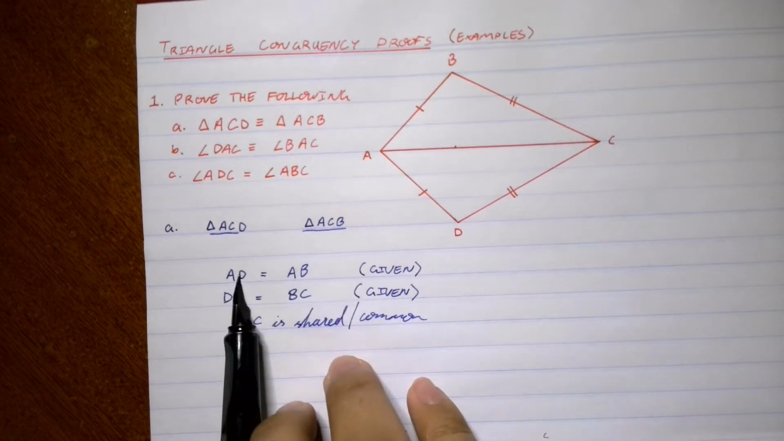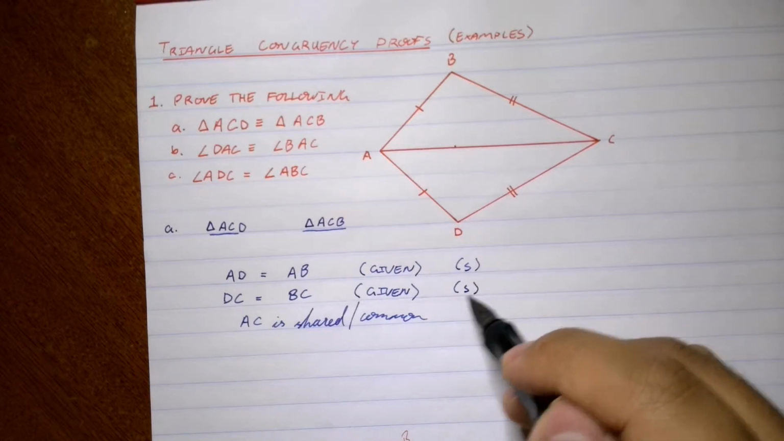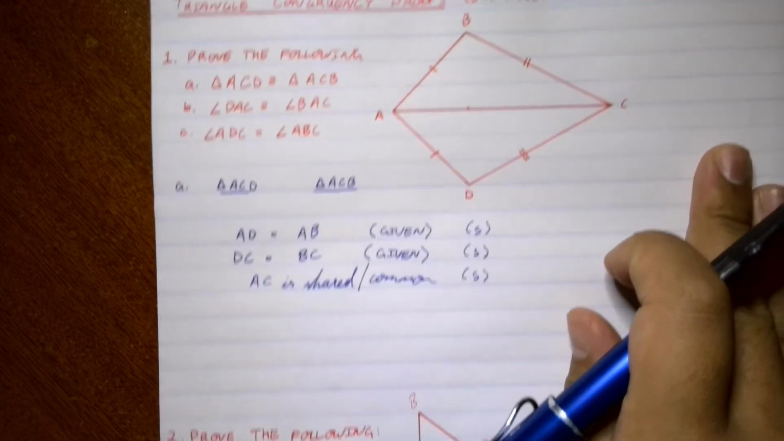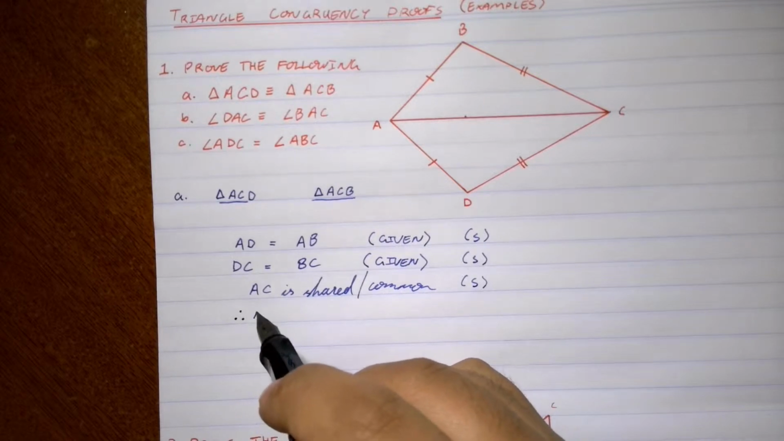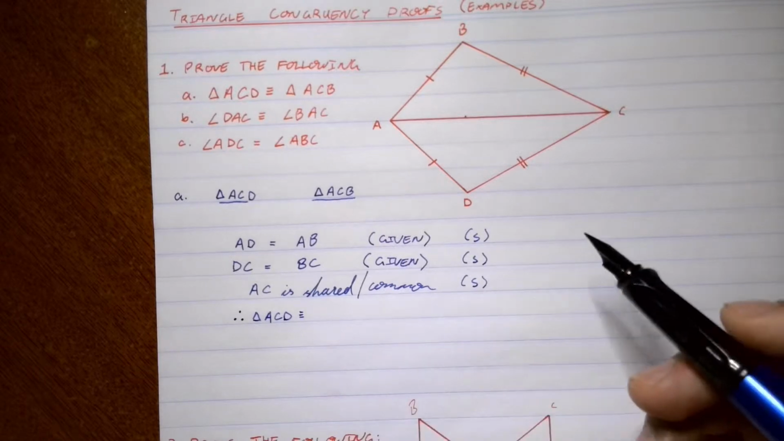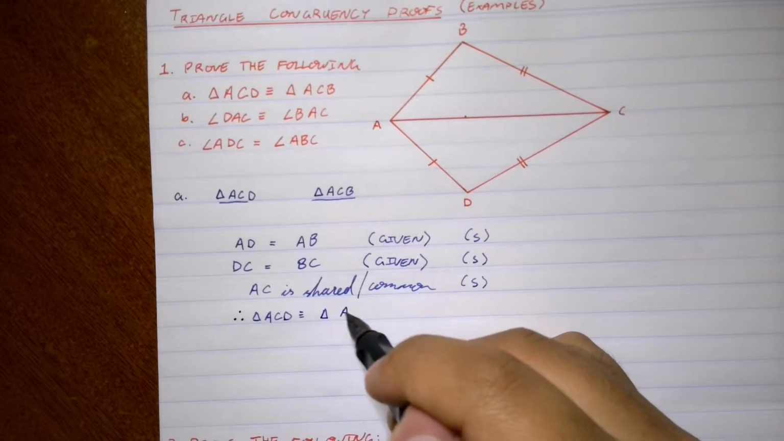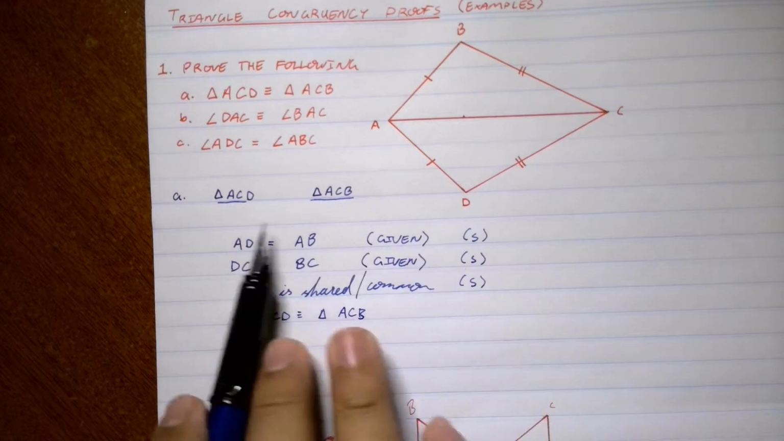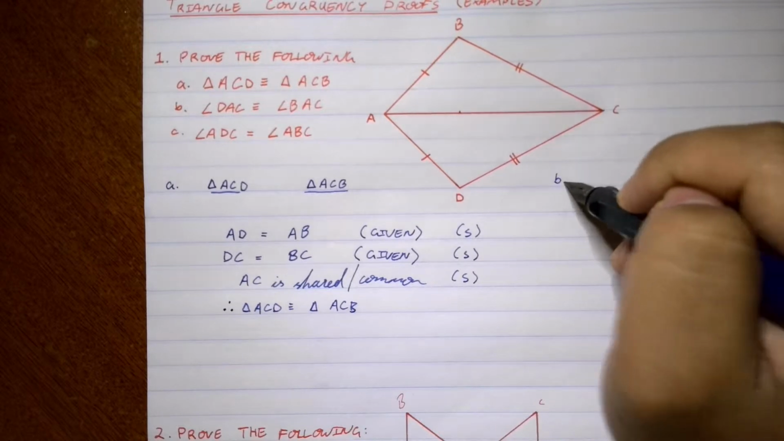Now take a look. This is a side. This here is also a side, and this here is also a side of a triangle. And because we have side, side, side, we can prove, therefore, triangle ACD is congruent to triangle ACB. That is question A. We've constructed a three-step proof. Let's move on to question B.